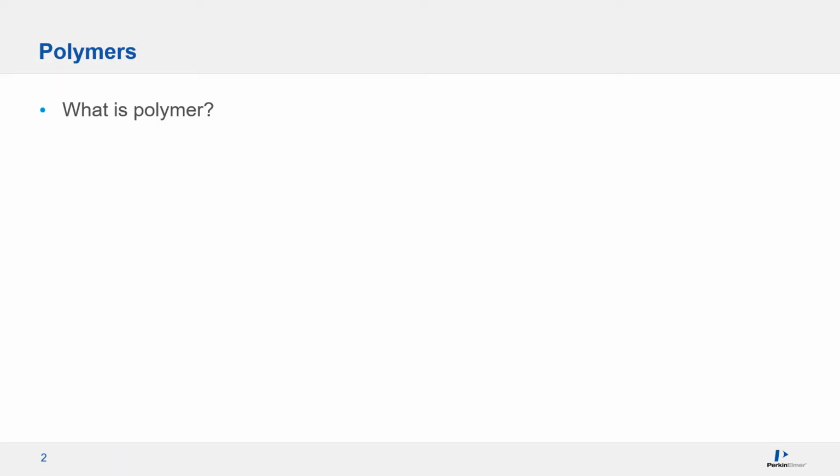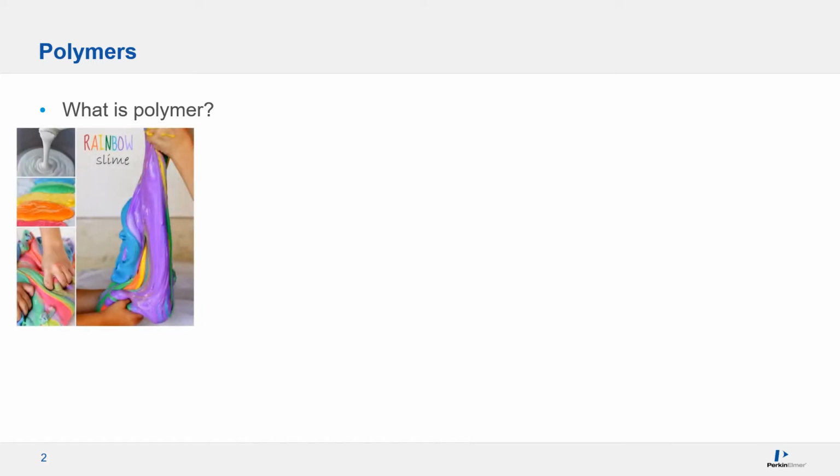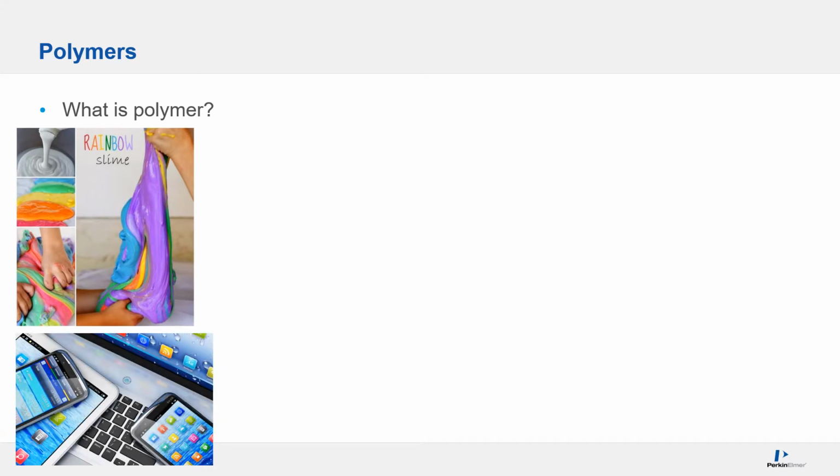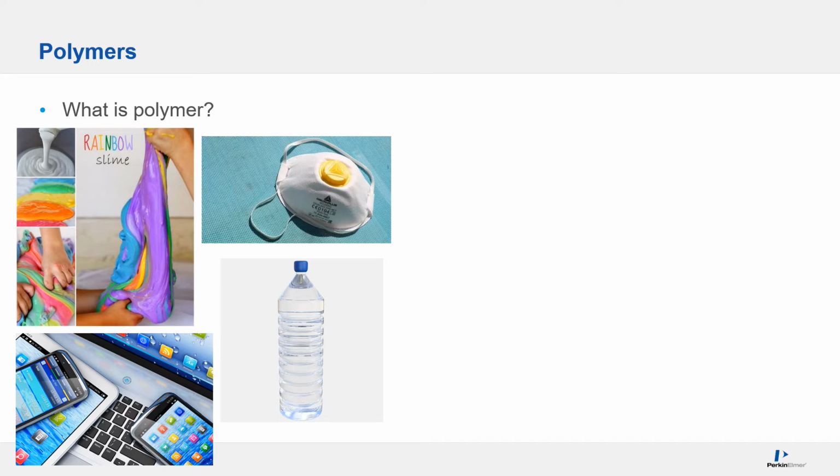So what is a polymer? A polymer is a large molecule or macromolecule composed of many repeated subunits. But let's forget the boring definition for a second and talk about what it really means to you. To kids, polymer could just mean silly putty on your coffee table or the cover case of their electronic devices. To everyday grocery shoppers, it may mean water bottles or the material used in an N95 mask.